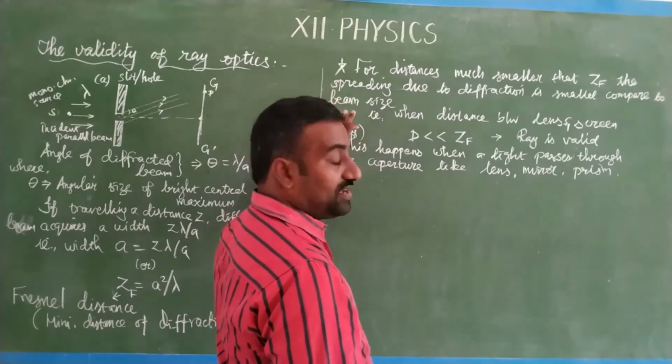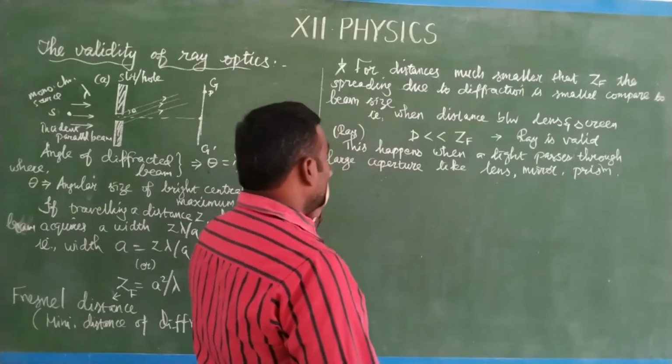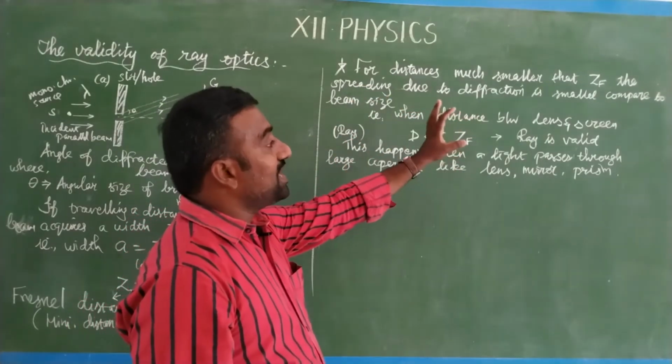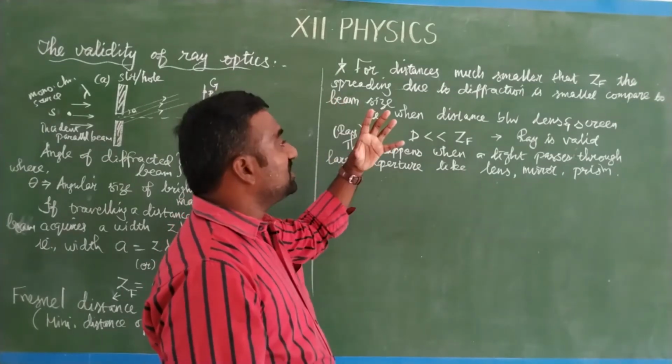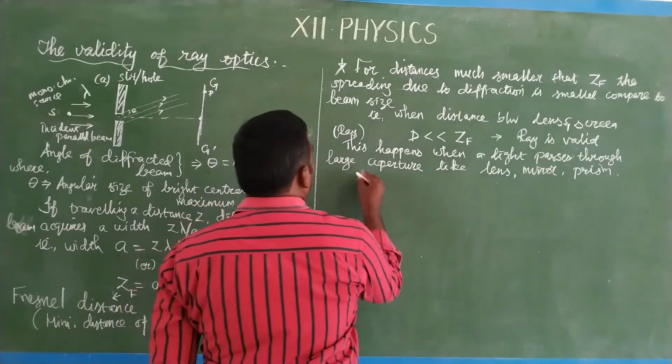ஸோ திஸ் ஃபுல்லி ஃபார் த கேஸ் in which we will use the ray concept, but wave concept எங்கே யூஸ் பண்ணுவோம்? இதை அப்படியே உல்ட்டா பண்ணிக்கங்க. So the distance is much larger or greater than the minimum distance of the diffractions, then the spreading due to the diffraction is larger. So அப்போ நமக்கு என்ன கேஸ் ஆகும்?